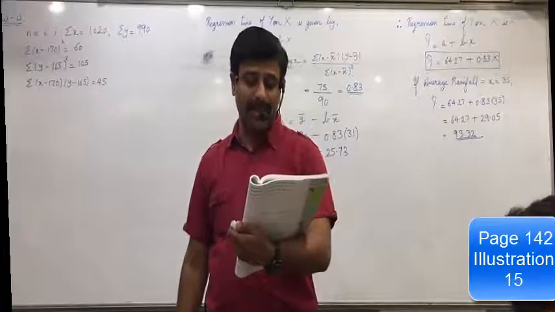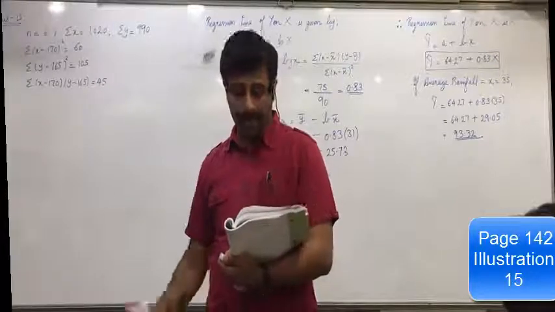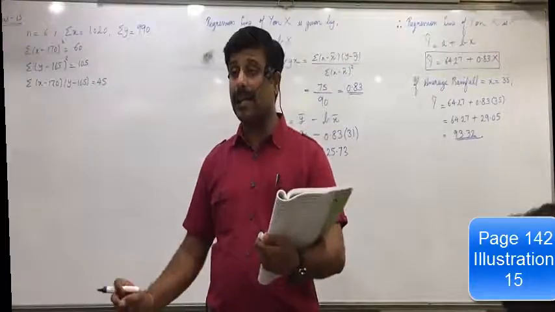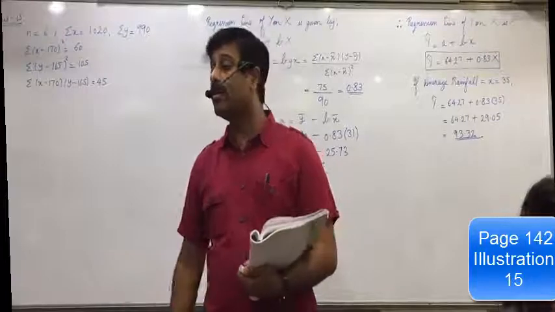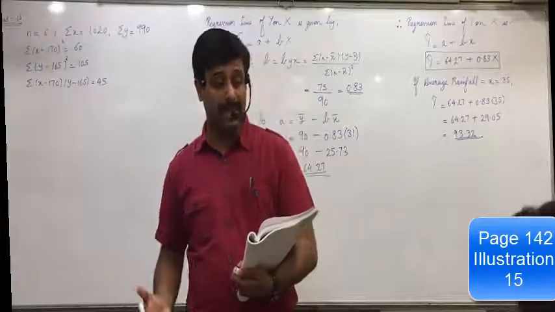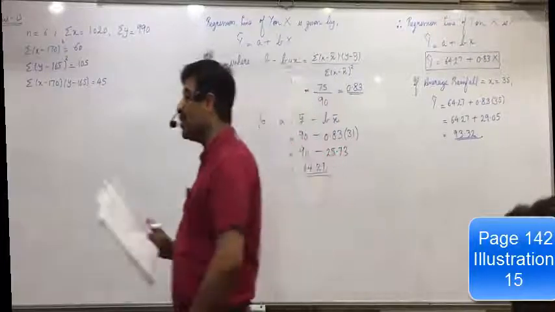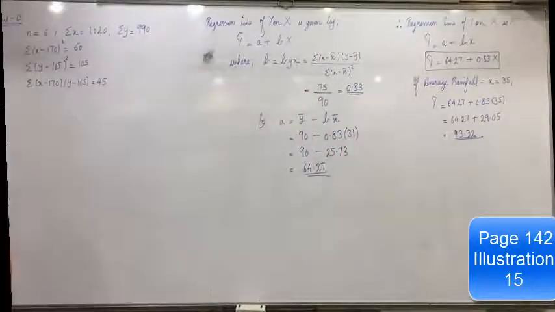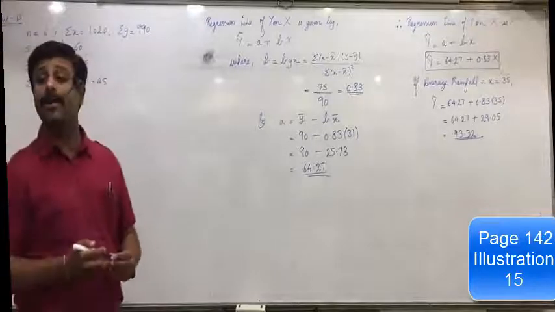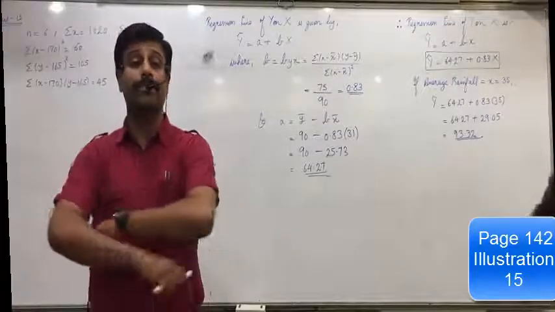Now read the question. Obtain the regression line of height of sons Y on height of fathers X. So what do we have to find? Regression line of Y on X. And also verify the reliability. This we studied in the last period but did not solve the question. What do you mean by verify the reliability? How can you verify the reliability?